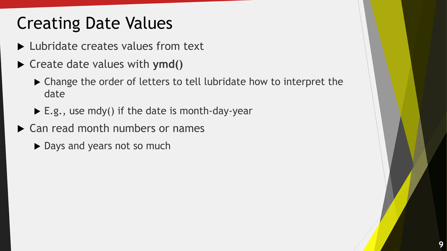You're going to create date values in Lubridate using functions like YMD. The nice thing about Lubridate is you can change the order of letters in that function to tell Lubridate how to interpret the date. So YMD is going to assume that you're giving it a piece of text where the year is the first number, followed by the month, then the day. Alternatively, the MDY function assumes that you're feeding first the month, then the day, and then the year. Lubridate functions can handle month numbers or month names, and the 3-letter abbreviations for months. Written out text representation of day numbers or years don't work so well.